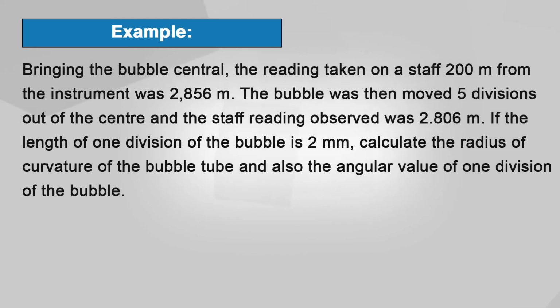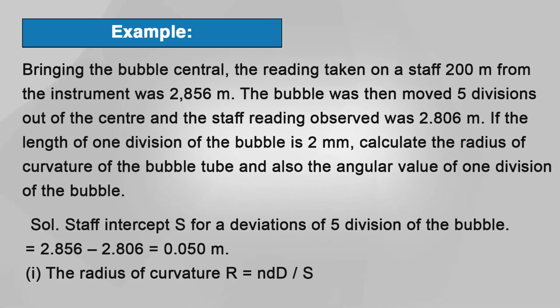In the next question, it has been given that, bringing the bubble to center, the reading taken on a staff 200 meter from the instrument was 2.856 meter. The bubble was then moved 5 divisions out of center and the staff reading observed was 2.806 meter. If the length of one division of the bubble is 2 mm, we have to calculate the radius of curvature of the bubble tube and also the angular value of one division of the bubble.